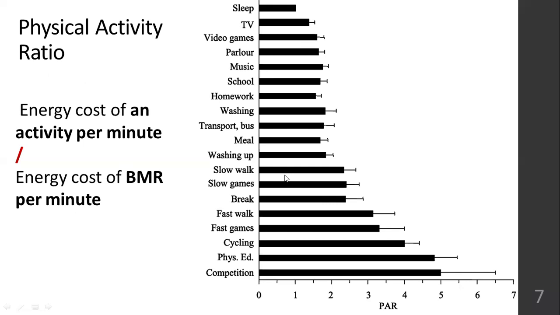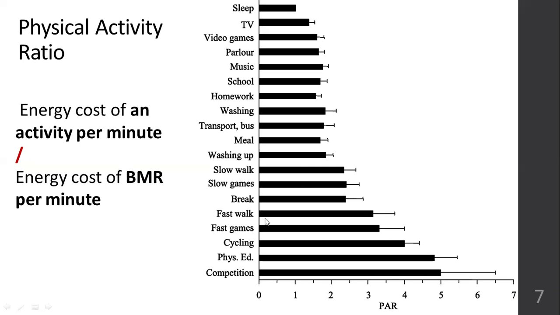So this is physical activity ratio. The denominator is the BMR per minute. Numerator is whatever activity you are doing per minute. In both energy is lost. Every minute BMR, basal metabolic rate, utilizes your energy. Every activity you do is also utilizing energy. So that is numerator and denominator. And that is the physical activity ratio.